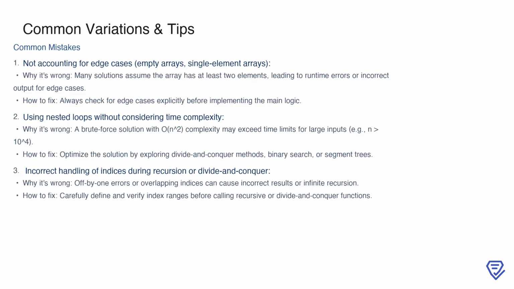First, not accounting for edge cases like empty arrays or single-element arrays is a frequent oversight. Many solutions assume the array has at least two elements, which can lead to runtime errors or incorrect results. To avoid this, explicitly check for these edge cases before jumping into the main logic.